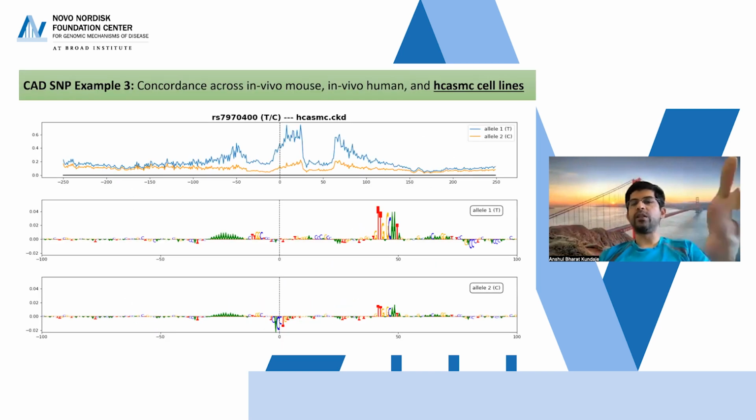Yeah. And this is what it looks like. You can look at individual loci and you get these beautiful allelic effects. And you can see consistent effects in vivo in mice, in vivo in humans, and even in cell lines where you might want to test the variant. So we can actually make predictions about which cell lines are a good fit for the data. Anyway, it's a lot I've said already.